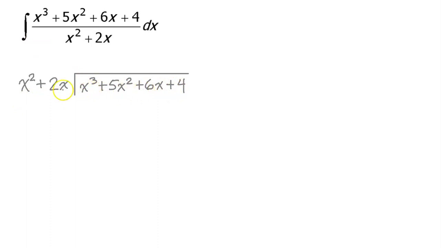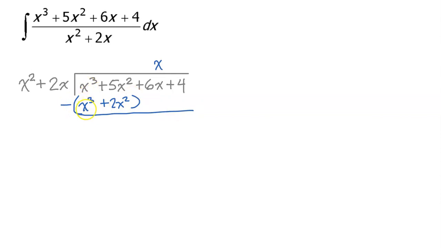X to the third power divided by x squared is x. So that's what goes up on the top, and I like to line up those like terms. Then you take the x and you multiply by the divisor. So x times x squared is x to the third power. X times 2x is 2x squared. And then you subtract.